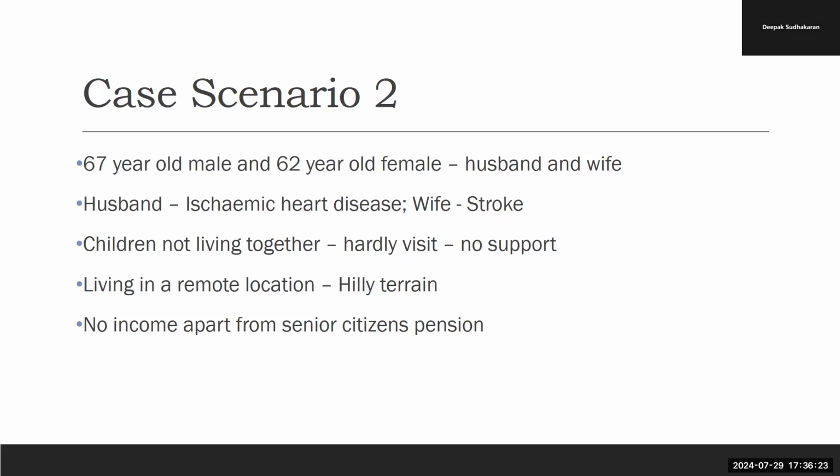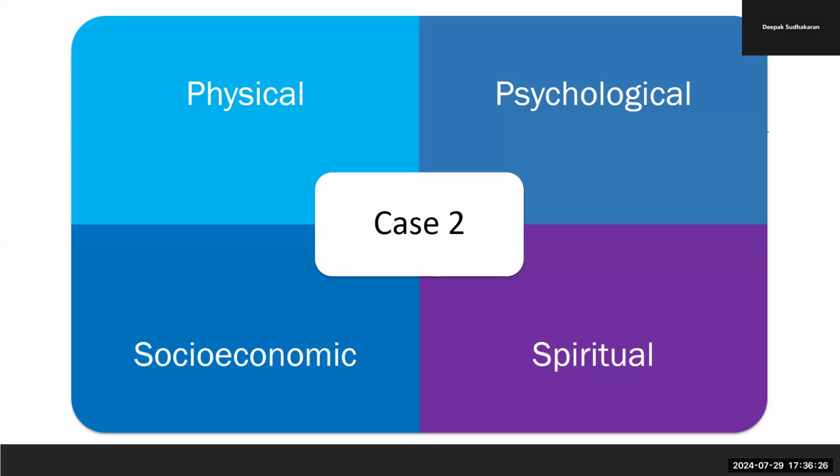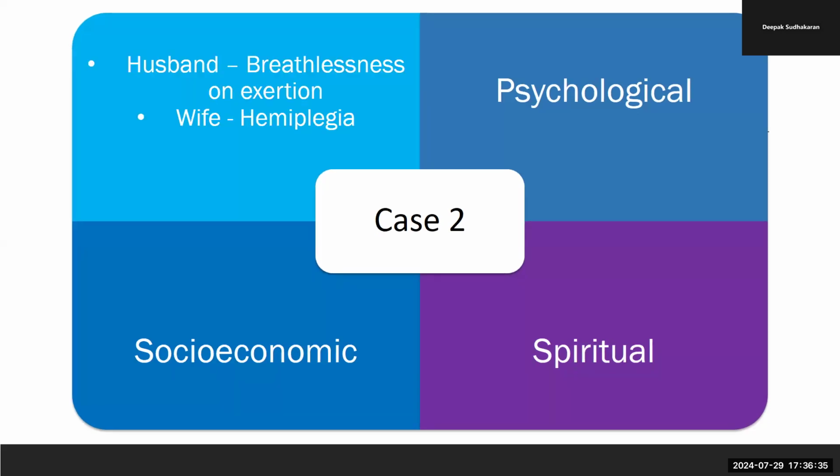Next slide, please. So can you tell me some of the issues which this couple is facing? Next slide. Of course, physically, very obvious. Husband is having breathlessness on exertion. Wife is having hemiplegia. Can you mention a few psychological issues? If somebody wants to share all dimensions by unmuting yourself, please feel free to do so as well. Can we have some psychological or socioeconomic or spiritual issues?